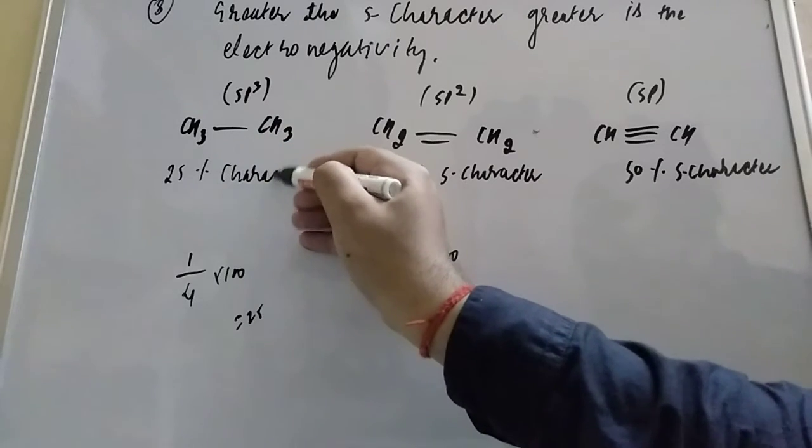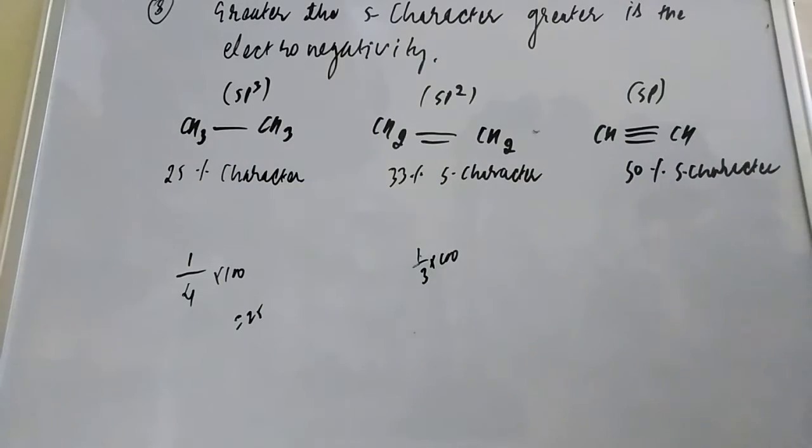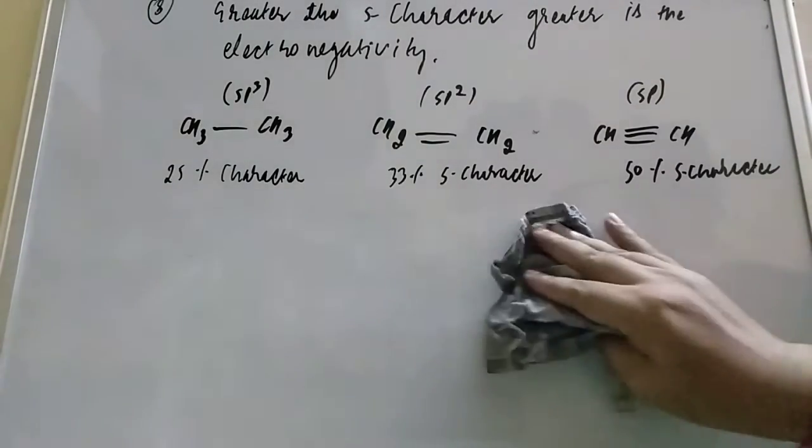And what is the rule saying, student? Greater the S character, greater is the electronegativity. Now you check where the S character is greater.